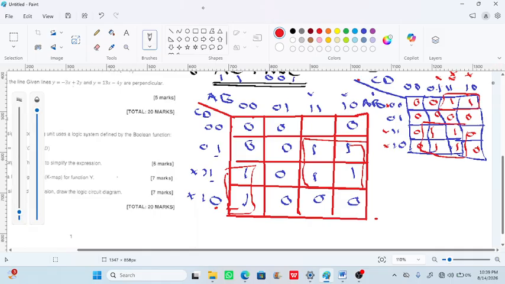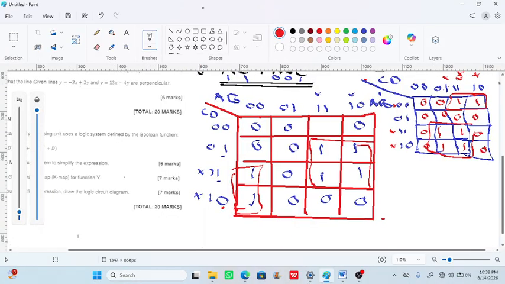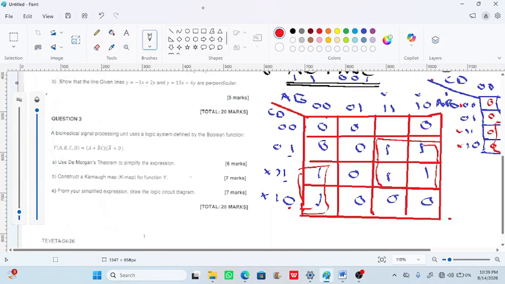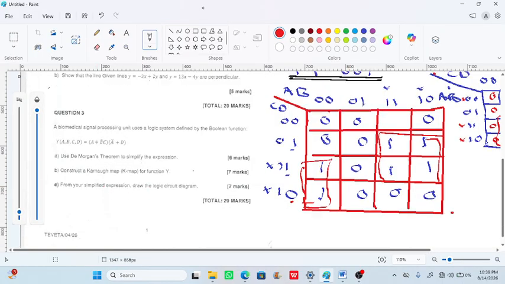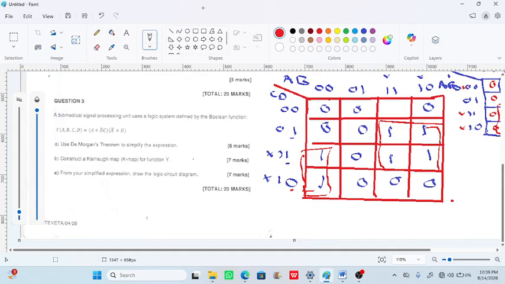So now with this, the last question, that was question B. Because question B was construct a K-map for function y. So we've constructed it. Now, from your simplified expression, draw the logic circuit diagram. So now let's draw the logic circuit diagram. It will be easy for us to come up with this, because we have already constructed the function, and we already know the function.